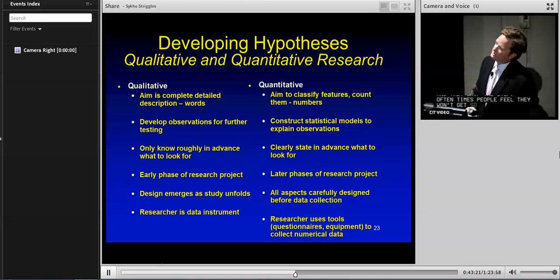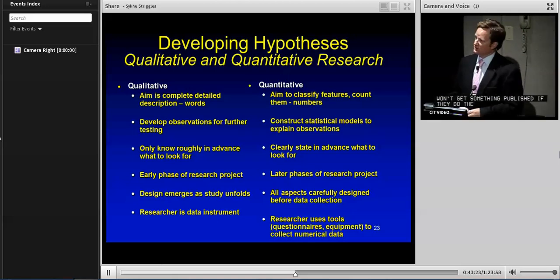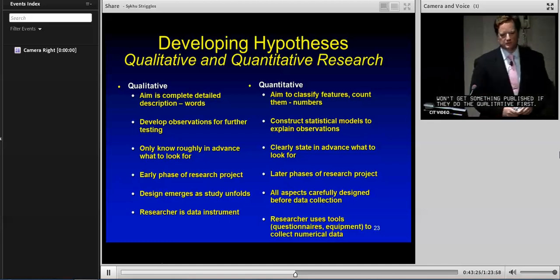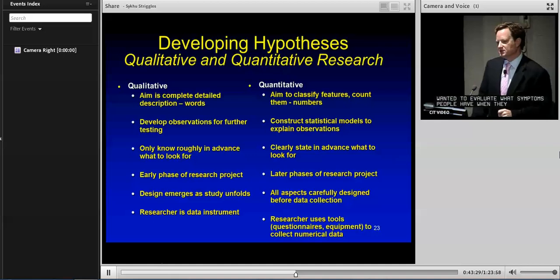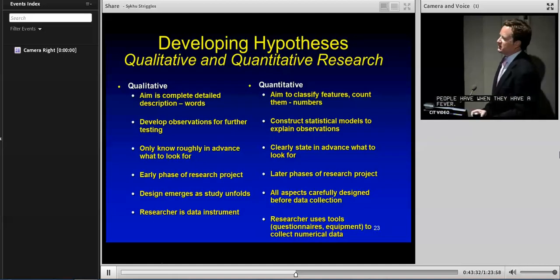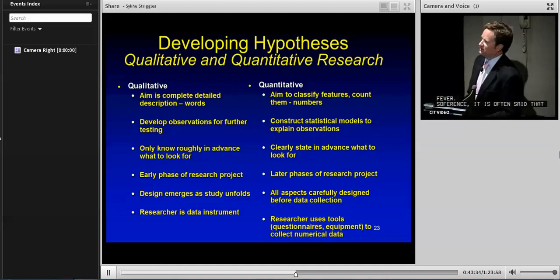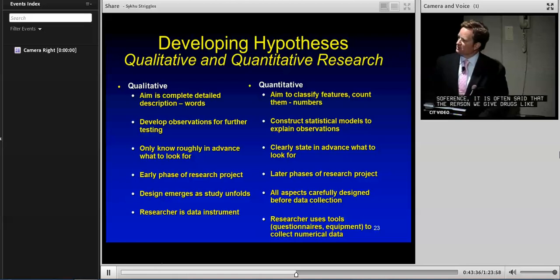So, for instance, we did a study here last year at the clinical center where we wanted to evaluate what symptoms people have when they have a fever. For instance, it is often said that the reason we give antipyretic drugs like Tylenol is to make people's symptoms better, make them feel better when they have a fever. Well, guess what nobody's ever done?